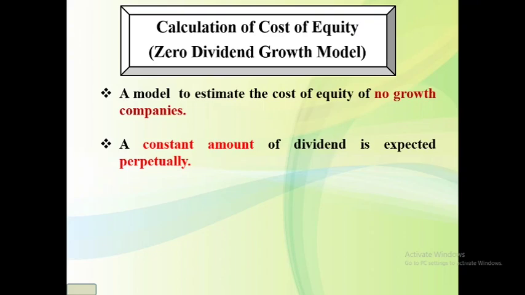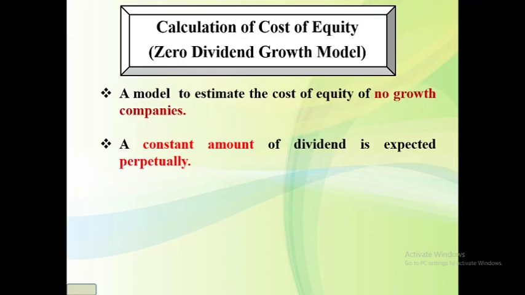For example, if a company pays Taka 100 as dividend per share in this year, it will also pay Taka 100 as dividend per share in the next years. The company never pays Taka 99 or Taka 101 as dividend per share because in this method the amount of dividend is always constant.